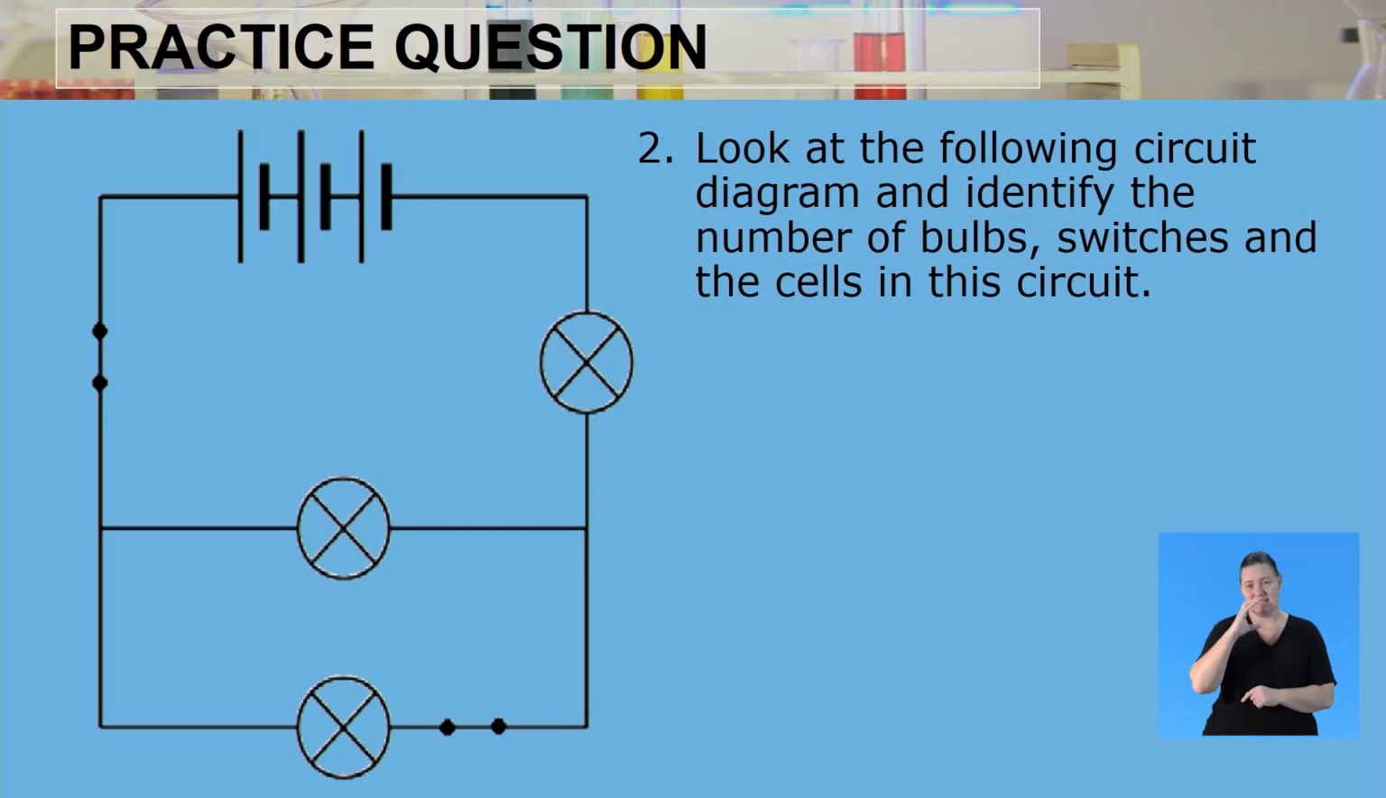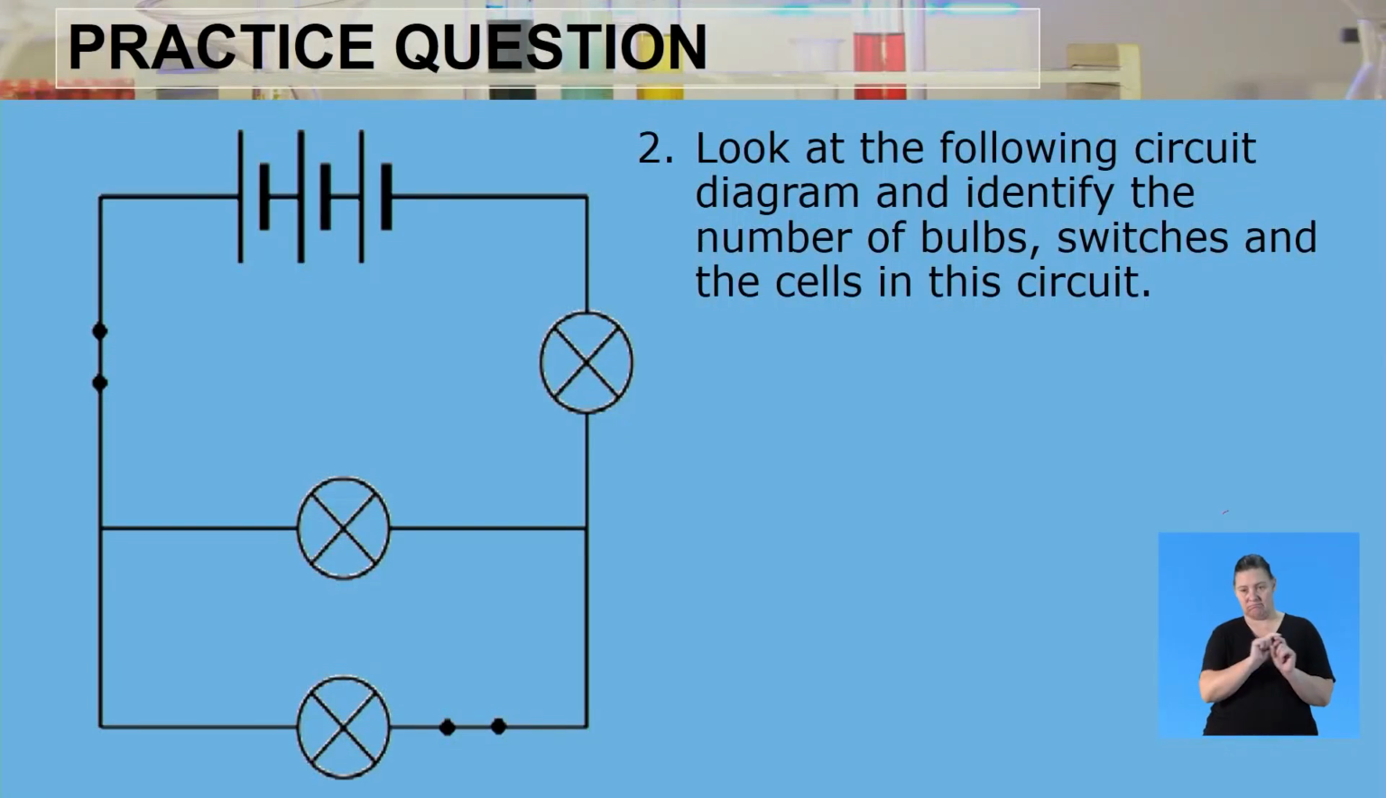So now the second question says, we need to look at the following circuit diagram and identify the number of bulbs, switches, and cells in this circuit. Remember, more than one cell constitutes a battery. And then the bulbs, we know that the symbol for a bulb is a circle with a cross inside it. So that's a bulb. And we know that a switch can be either a closed switch or it can be an open switch.